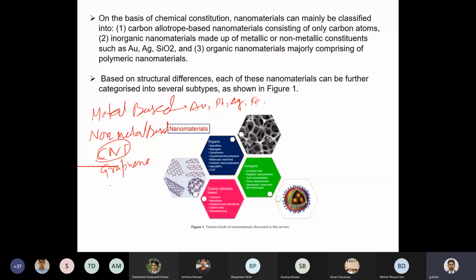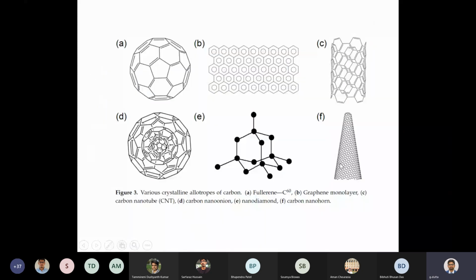Here you can see some shapes. A is the fullerene, a football-like shape. This is a sheet, like the graphene sheet. This is also a nanomaterial. Some are carbon nanotubes, some carbon nano onions, nano diamond.